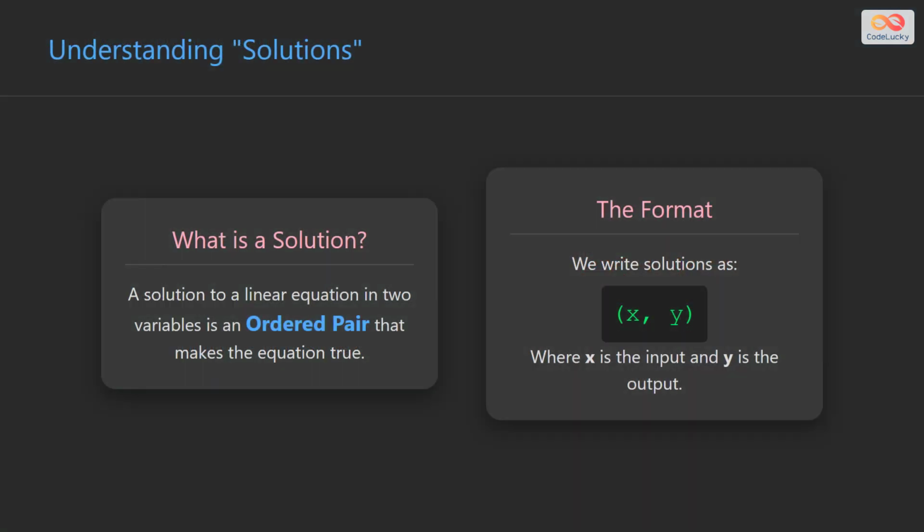So, what exactly is a solution? In this context, a solution is an ordered pair, x comma y, that makes the equation true. It is a specific pair of numbers where if you input x, you get the correct y.